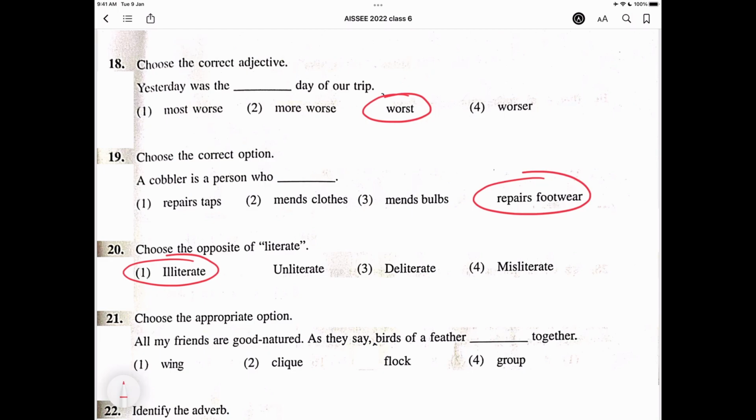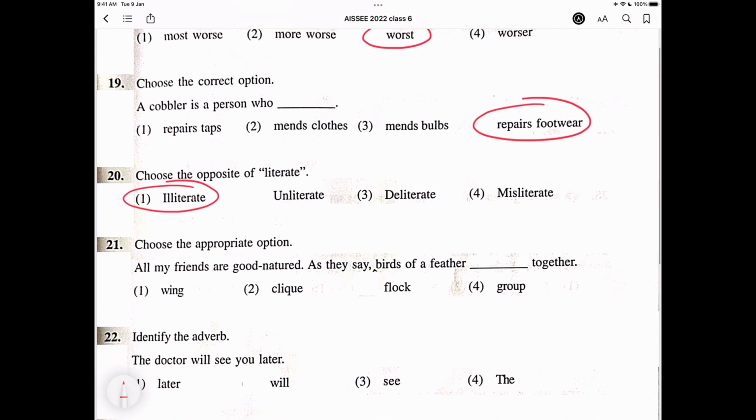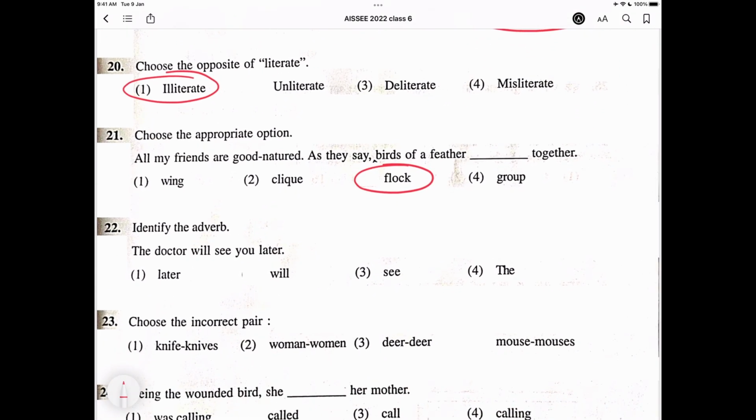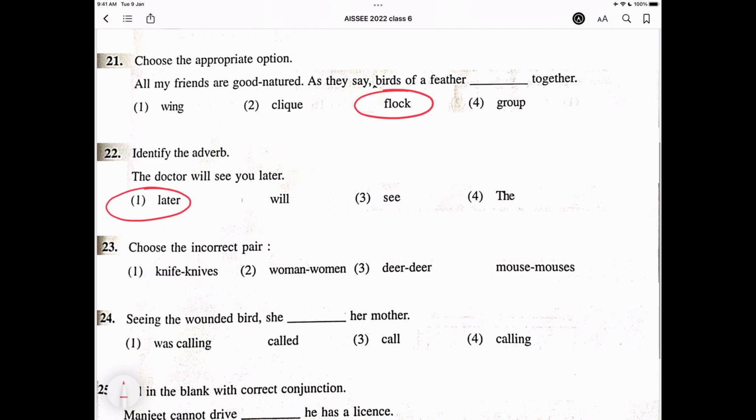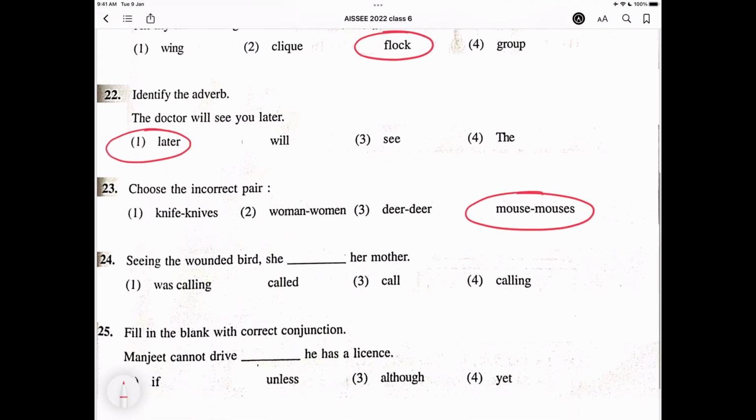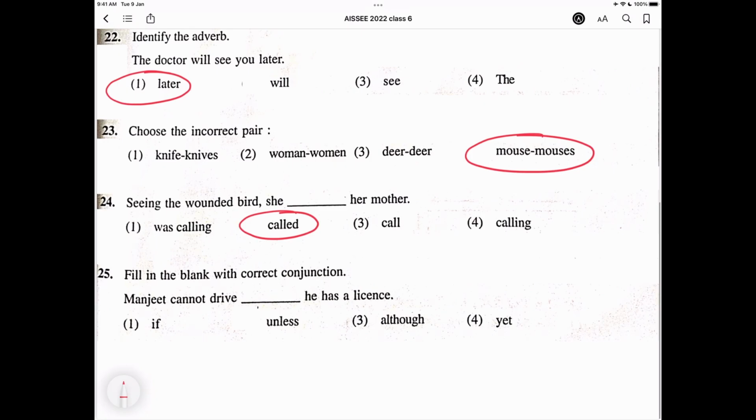Choose the opposite of literate. For question number 21, C option is the correct option. For question number 22, A option is correct. Identify the adverb. For question number 23, option D is correct. For question number 24, B option is the correct option. For the last question of the English section, question number 25, B option is correct.